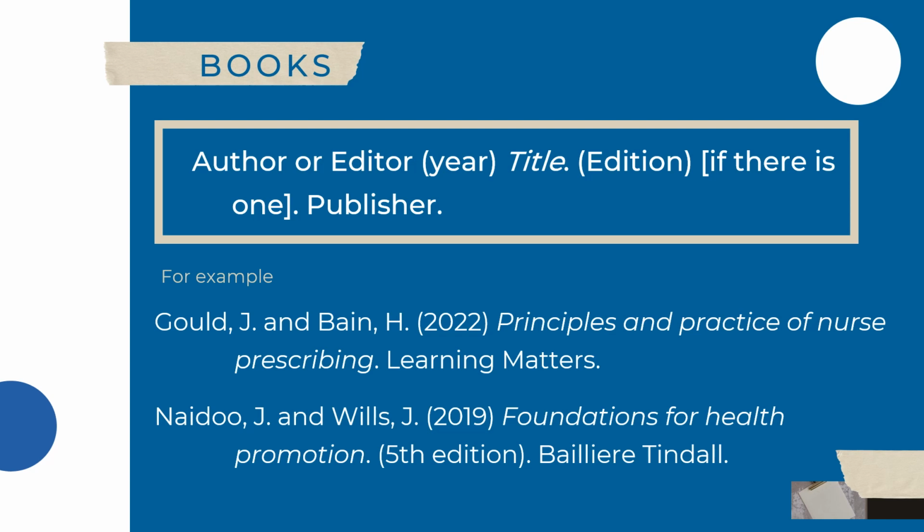Then comes the edition, if there is one. If there is an edition on the title page, you should put it in here. If there is no mention of an edition, you must assume you have a first edition and you can leave this bit blank. The edition should be in brackets. Next comes the name of the publisher. You will probably find the name of the publishing company at the bottom of the title page. Otherwise, it will be on the back of the title page. End with a full stop and you will have the perfect book reference.